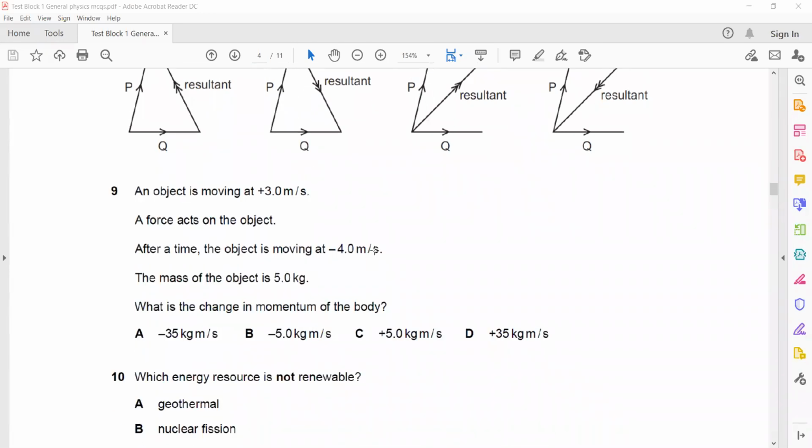An object is moving at 3 meters per second, with a force acting. We need the change in momentum. So change in momentum is mv minus mu. Mass is given as 5, the final velocity is minus 4, and the initial velocity is 3. So 5 multiplied by minus 4 is minus 20, and 5 multiplied by 3 is 15. So minus 20 minus 15 gives minus 35 kilogram meter per second. So that's why A is the correct answer.